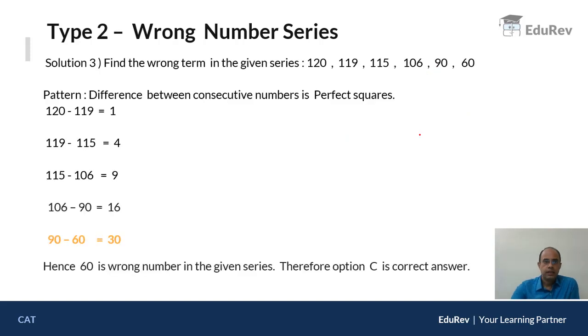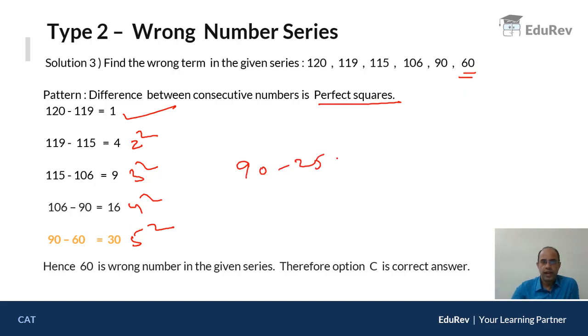What is the pattern? The pattern is that the difference between consecutive numbers is perfect squares. 120 minus 119 is 1, which is 1 square. This is 2 square. This is 3 square. This is 4 square. Next should be 5 square. Hence, 60 is wrongly placed. Instead of 60, it should be 90 minus 25, which is 65. Instead of 60, it should be 65. Therefore, option C is the correct answer.